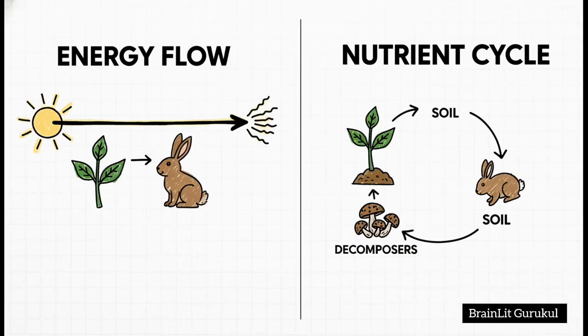And this is an absolutely critical point. Energy flows. It's a one-way street. It comes in, gets used, and it's gone. But matter, the actual stuff, the building blocks of life, like carbon, nitrogen, water, that stuff gets cycled.